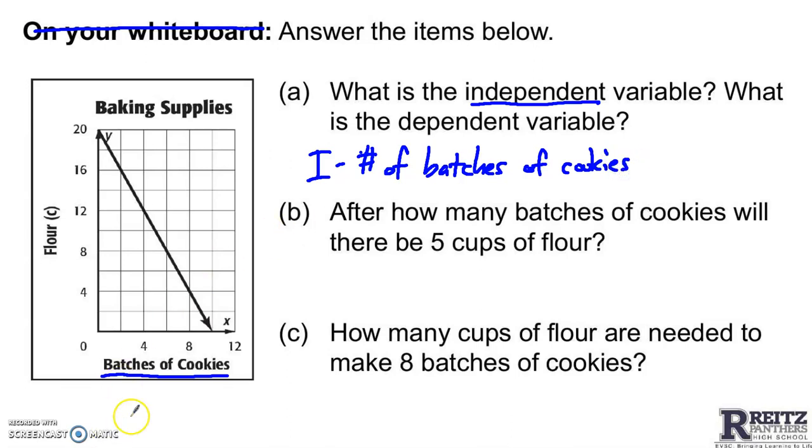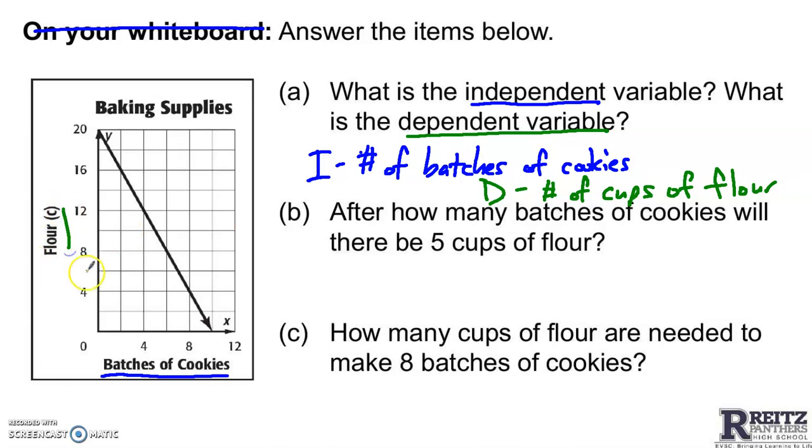And what's the dependent variable? What's the thing that changes as the number of batches of cookies changes? Well, it's the number of cups of flour. Any graph that's been made correctly should have the independent variable on the horizontal axis and the dependent variable on the vertical axis.